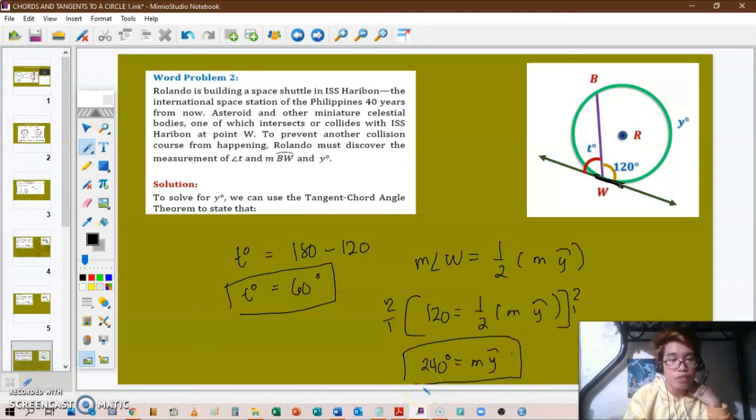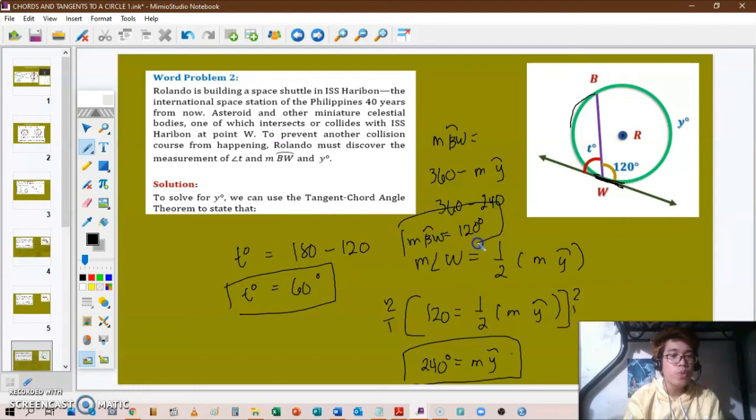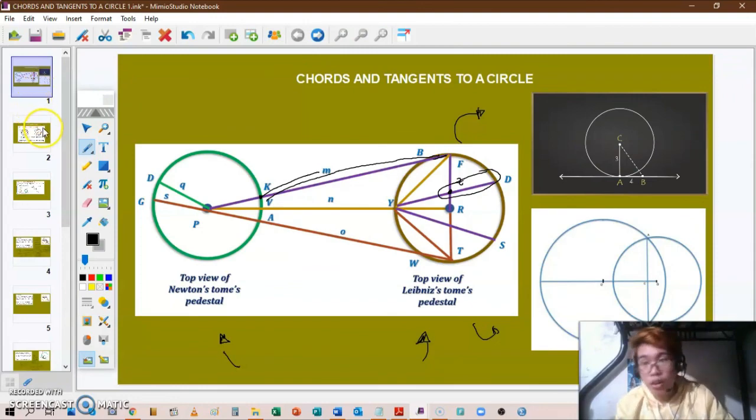So we have the value of T and we have the value of Y. We can now solve for BW. What is the measurement of arc BW? It's simply equal to 360 minus the measurement of arc Y. We know that the measurement of arc Y is equal to 240 degrees, so this will give us 120 degrees. The measurement of arc BW is equal to 120 degrees. And that's the first part of our chords and tangents, circles, theorems for this lesson.